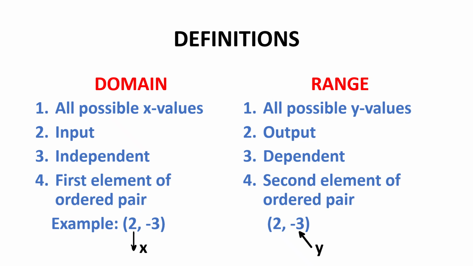Domain is our input value and it is independent. Range is the output value and it is dependent. The first element of an ordered pair is the domain. Range is the second element of the ordered pair. In this example, 2 is the domain and -3 is the range.